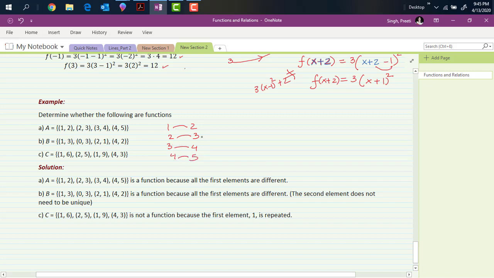For every domain element, for every input, there is one output. And they have this reasoning because all the first elements are different. If your first element is repeating, for example, in the third case, 1 is mapped to 6 and also 1 is mapped to 9, so 1 is mapped to 6 and 9, that's not a function. So that's another way to see the difference between a function and a relation.